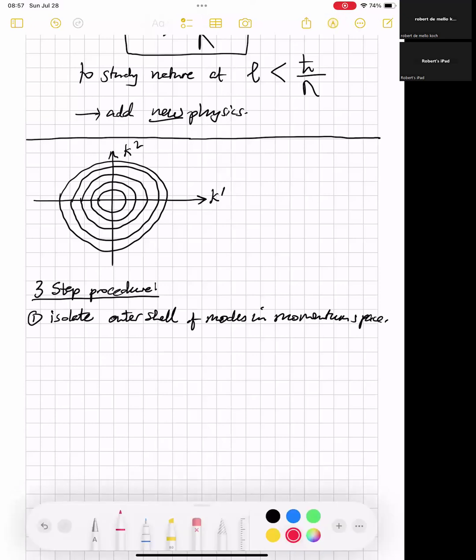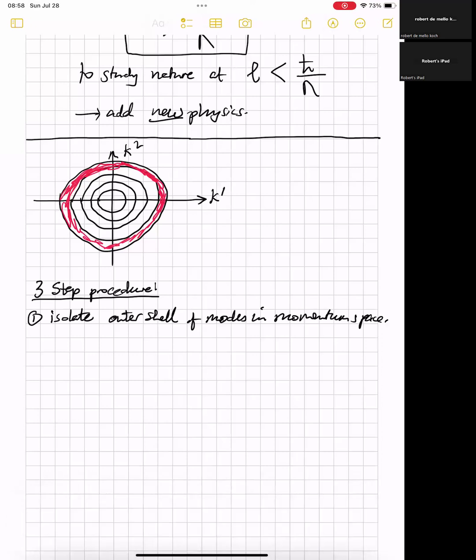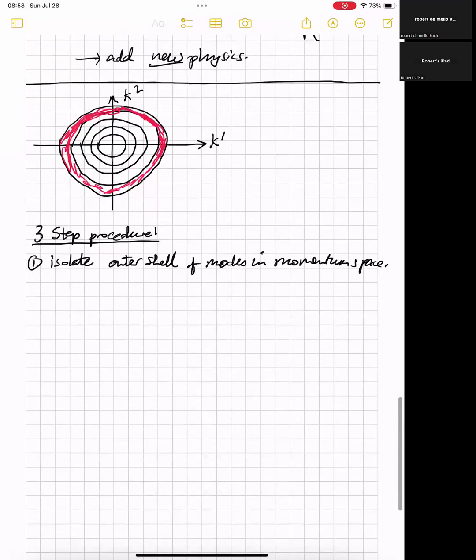The modes that we're going to isolate are the ones sitting in this last shell here. Let me just color this in red. So we've isolated out those shells, and let me tell you how we do it. We take our field phi, and we decompose it into one field that I'll call phi less than of k, plus another field that I'll call phi greater than of k.